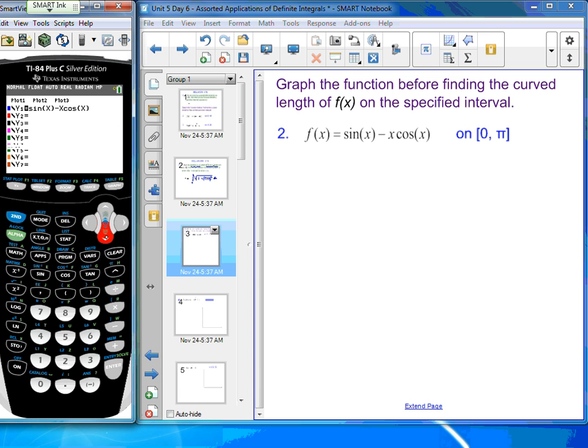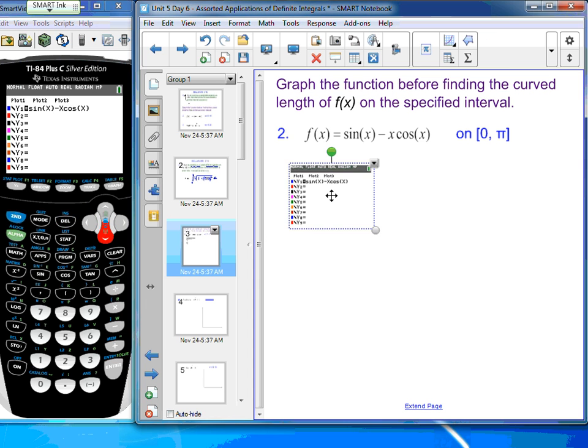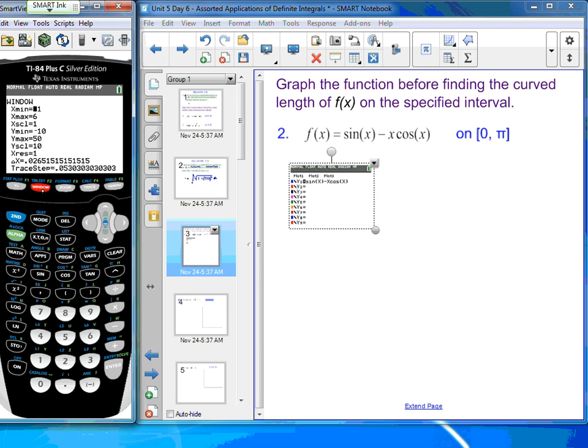All right, and we want to get a good picture along the window 0 to pi, and so I'll probably go negative pi over 2 to maybe I'll go 3 pi over 2. And for my y, maybe I'll go negative 2 to 2 and see how that looks.